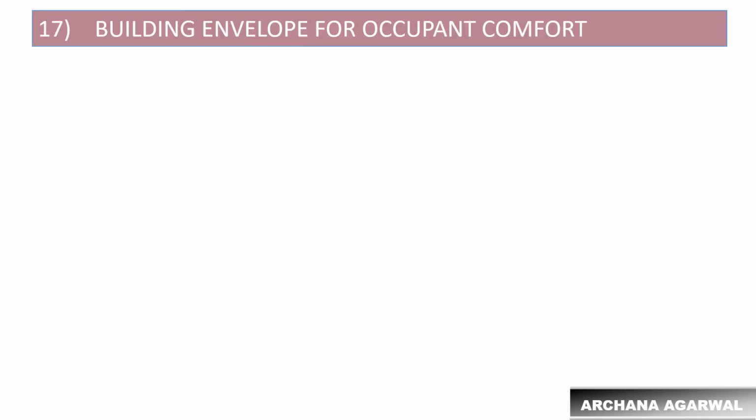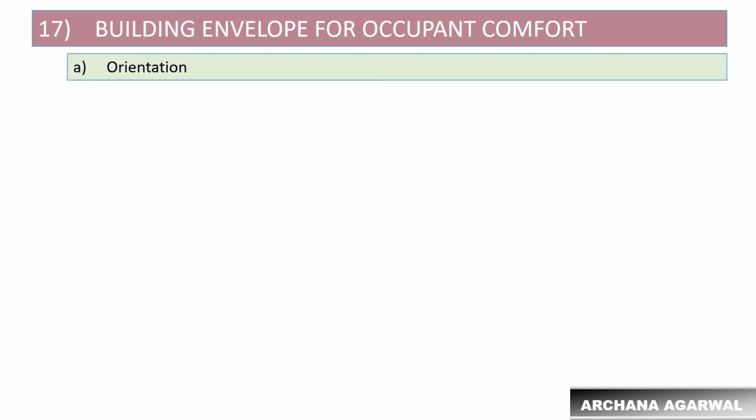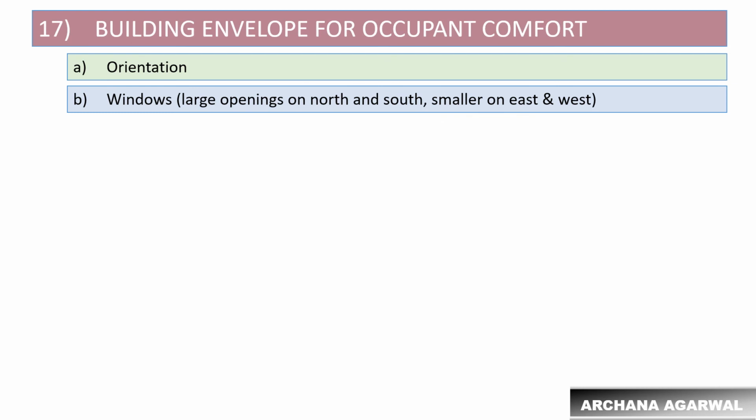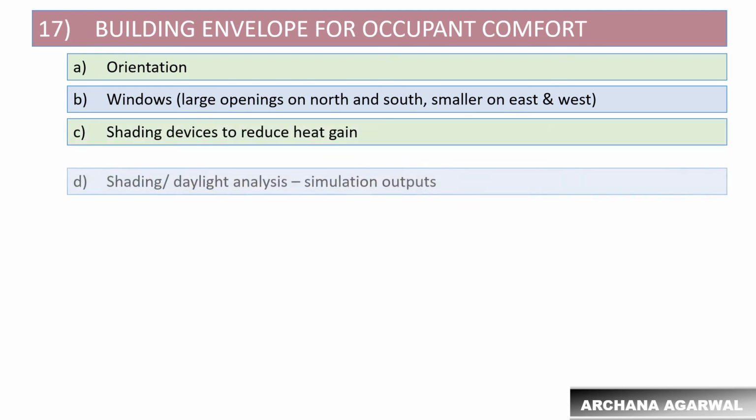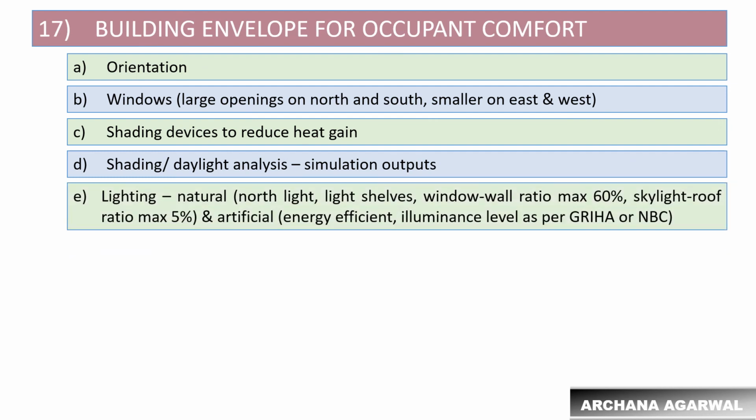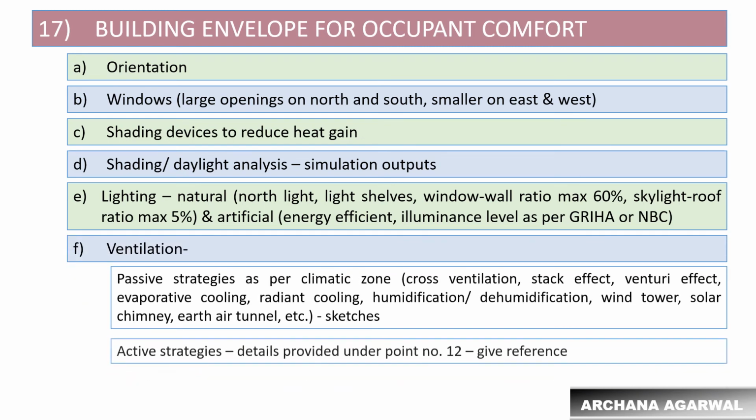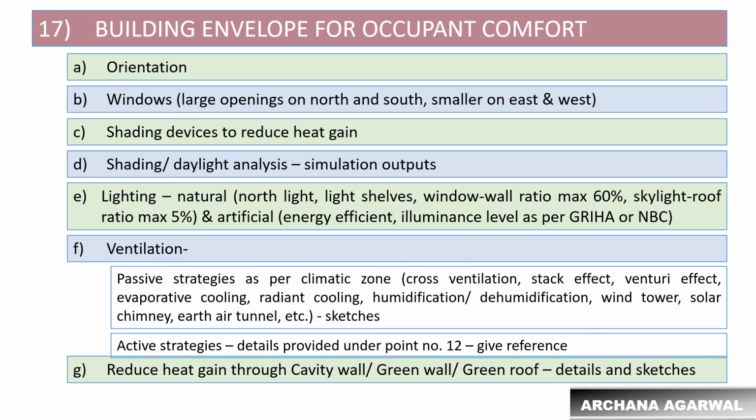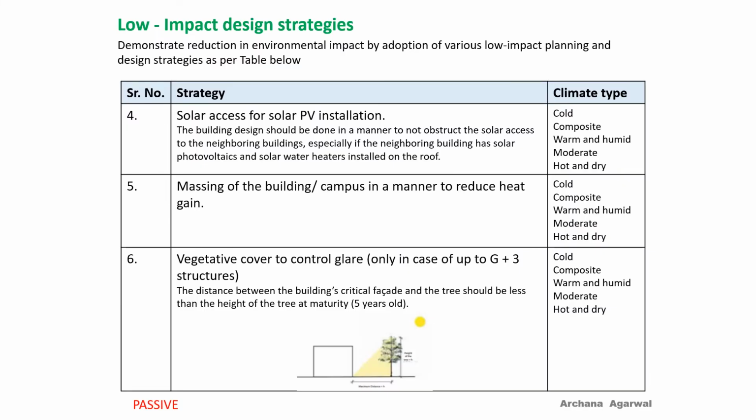Some strategies for sustainable building envelope and occupant comfort are given here. The orientation and massing of the building, the fenestration, shading devices, shading or daylight analysis, the simulation outputs may be presented on the drawing sheet, natural lighting, natural ventilation, reducing heat gain. Low impact design strategies for different climate types given in GRIHA are represented here.